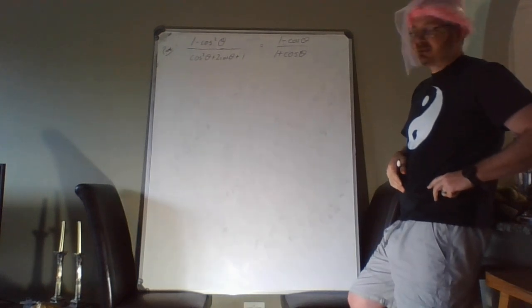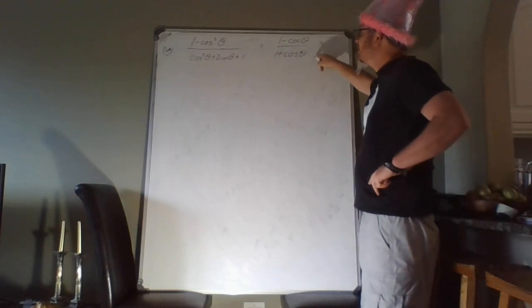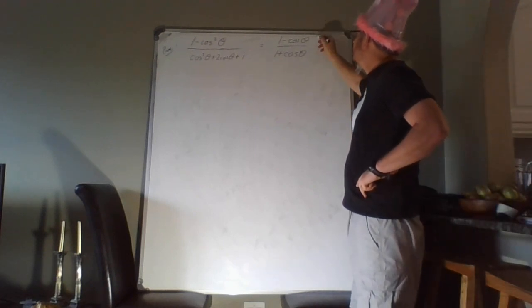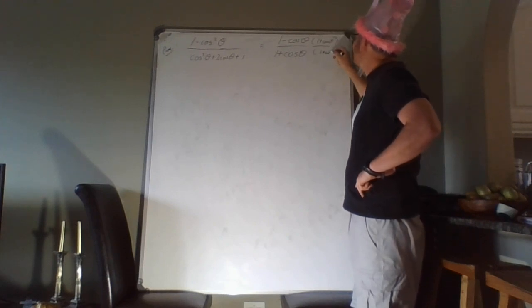Right, so one of the ways we could have done it is times the top and the bottom by 1 plus cos theta, 1 plus cos theta. That would be one way to do it. Okay, I'm not going to, you can get this down, but so you could have done that.